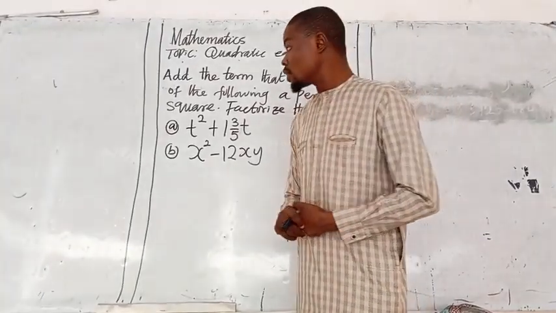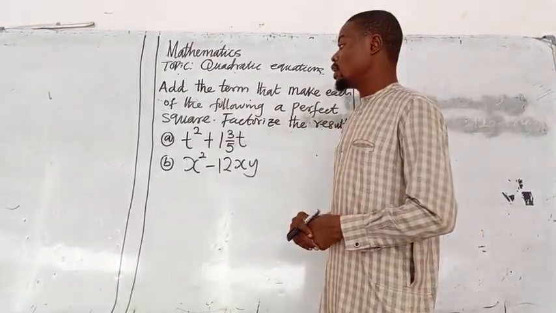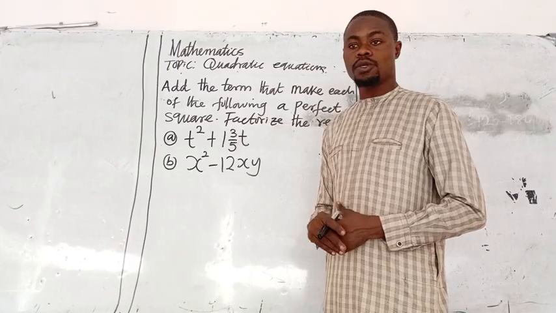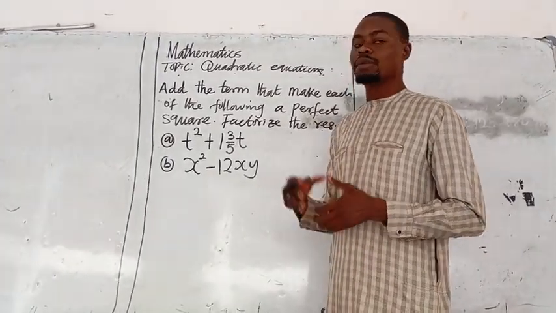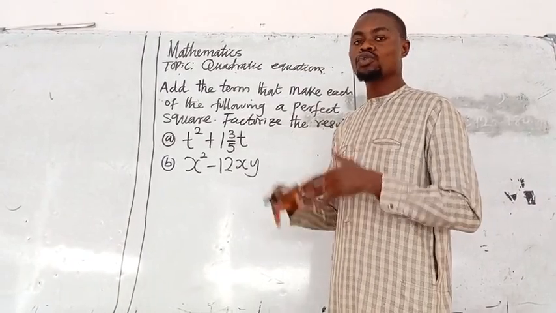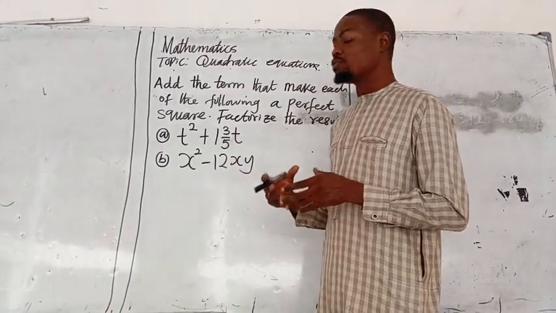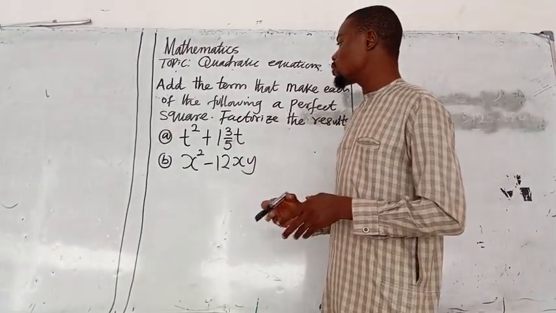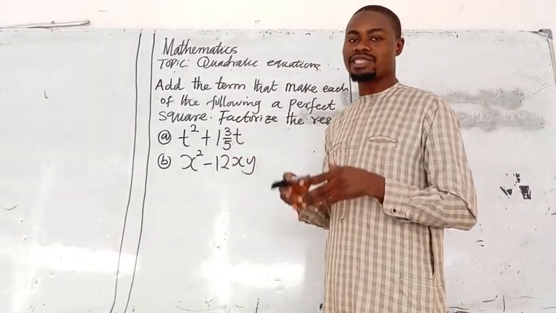Hello guys, today we are going to learn quadratic equations. Sometimes in external exams or NECO, they'll ask you what can be added to a quadratic equation to make it a perfect square. Sometimes they'll make the question more than that. They'll say what can be added to the equation to make it a perfect square, and also factorize the result.